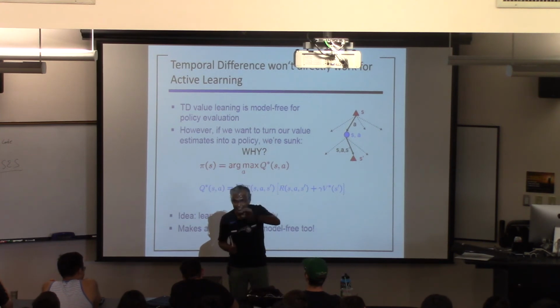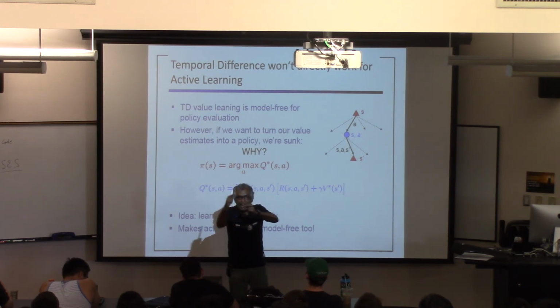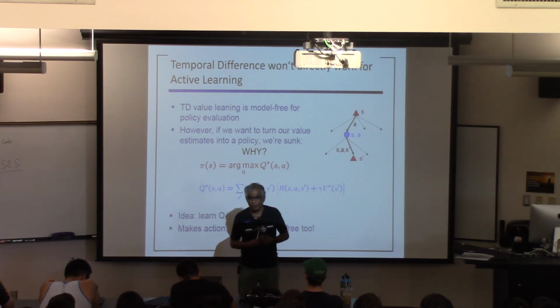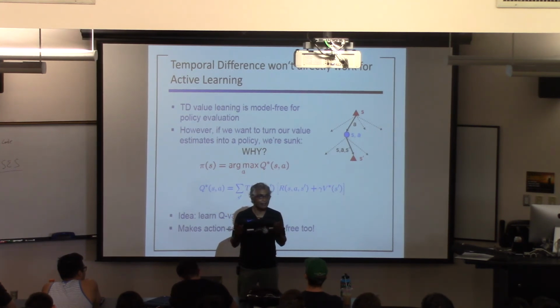Because if you don't have T, the way you convert V star into pi star is, you start at the state S, and then you consider all actions that you can take from that, and compute their expected valuation. That will be in terms of the transition function and the values of the neighbors, and then pick the action that is maximum in that expected sum. Since you have T missing, you'll be looking and saying, I have V star, what can I do?